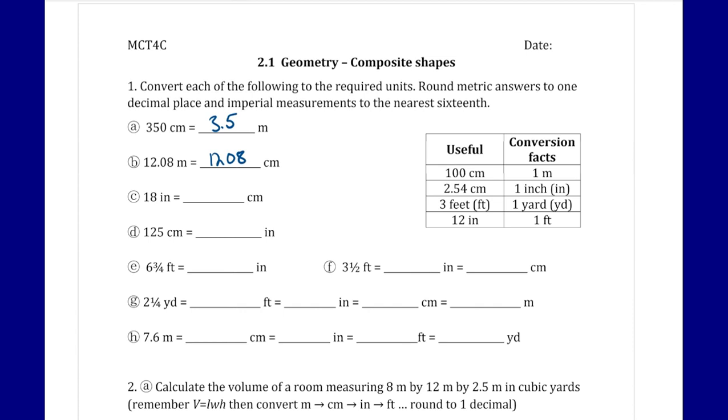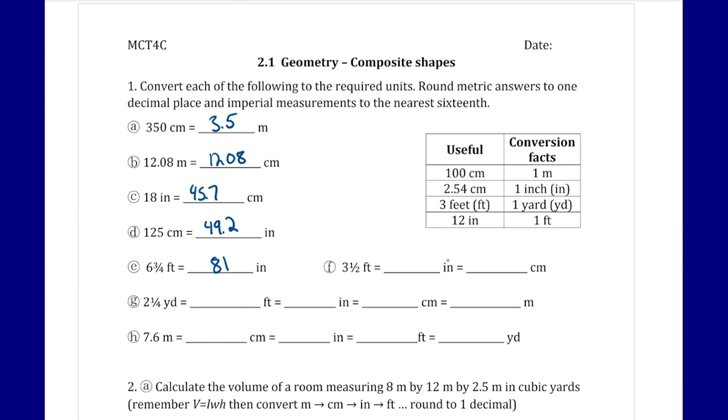18 inches to centimeters, I'm going to multiply by 2.54, and I end up with 45.7 centimeters. Centimeters to inches, I'm dividing by 2.54, and I get 49.2 inches. 6 3/4 feet, or 6.75 feet, converted to inches. I know that there are 12 inches in a foot based off of my chart. So 6.75 times 12 gives me 81.